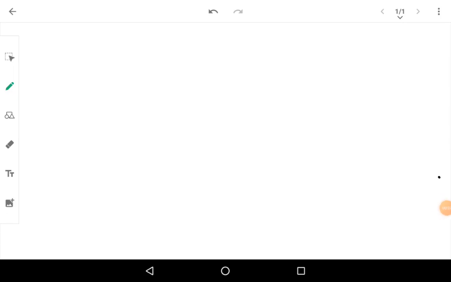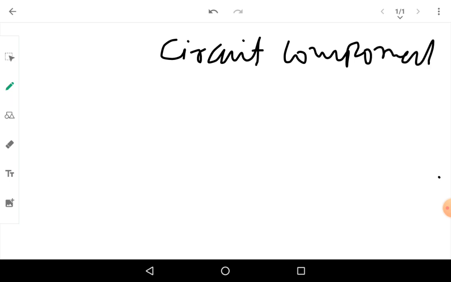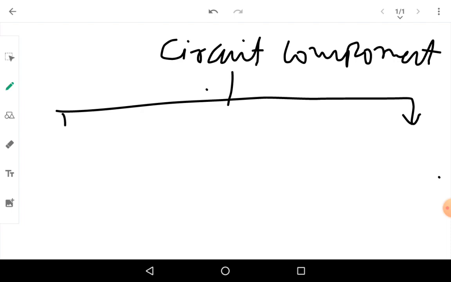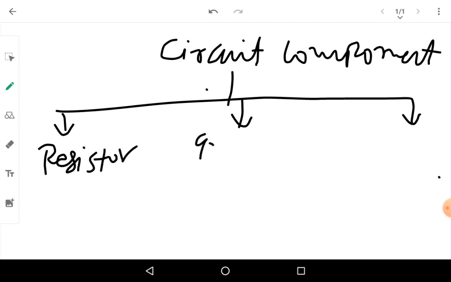आज के क्लास में हम लोग सर्किट कंपोनेंट देखते हैं. Circuit component, that means the components we use in any circuit or electrical circuit. There are three circuit components we use in an electrical circuit. Number one, resistor. Number two, inductor. And number three, capacitor.